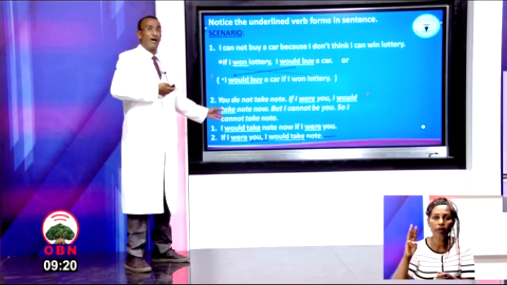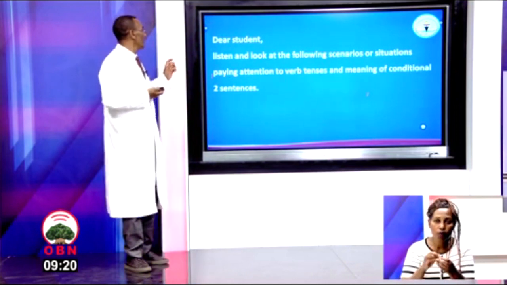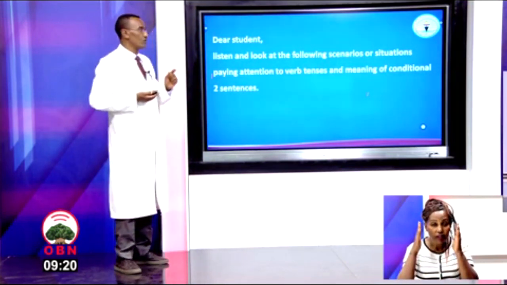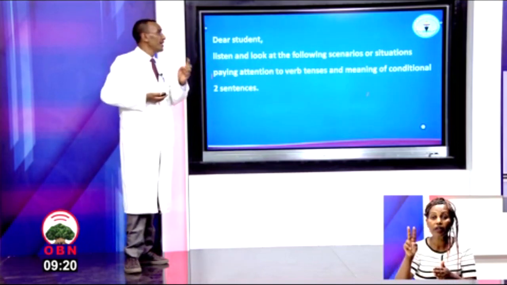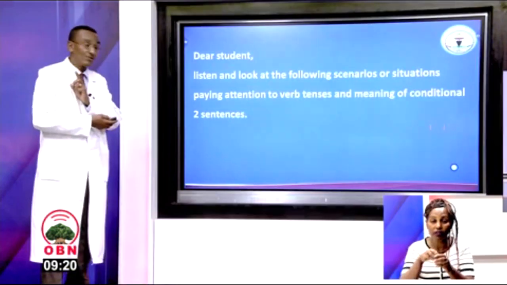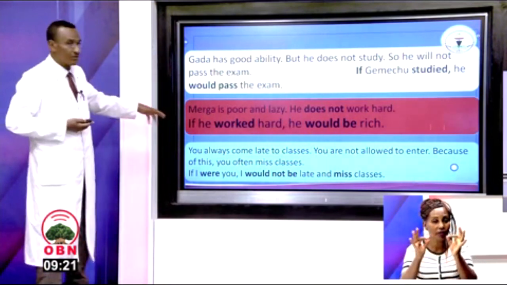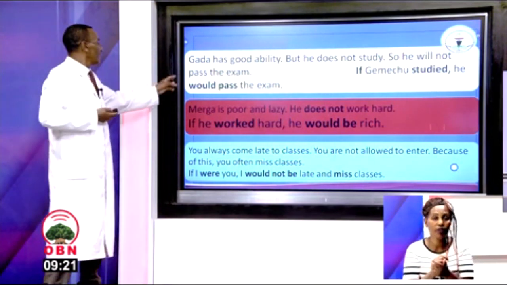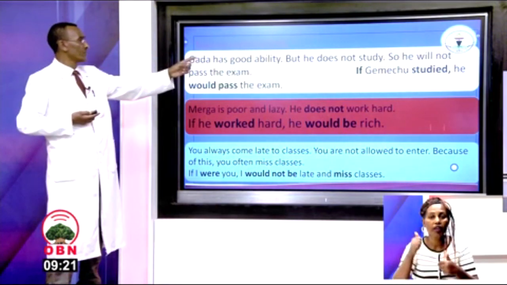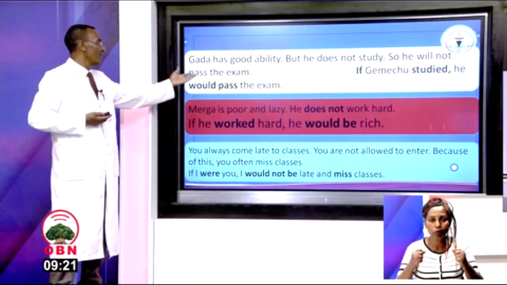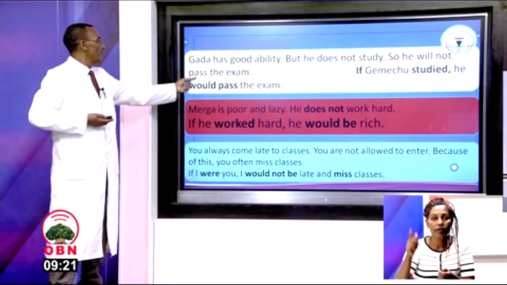Let's have a look at more examples. Dear students, listen and look at the following scenarios or situations, paying attention to verb tenses and the meaning of conditional sentences. This is another situation, or there are 3 situations actually here. 1. Gada has a good ability, but he does not study, so he will not pass the exam. If Gada studied, he would pass the exam.